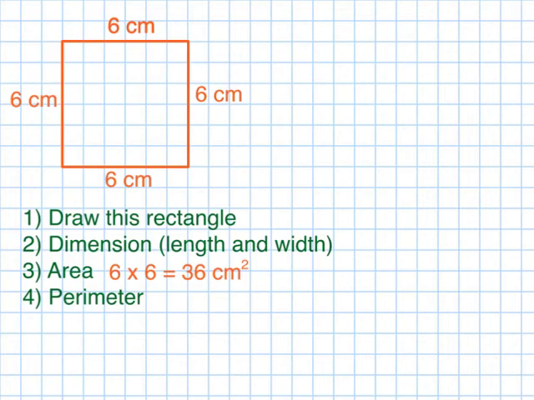To get the area, we multiply the length and the width. 6 times 6 equals 36 centimeters squared. And to get the perimeter, we add up all 4 sides. So we have 6 plus 6 plus 6 plus 6, which equals 24 centimeters. And that is the perimeter.